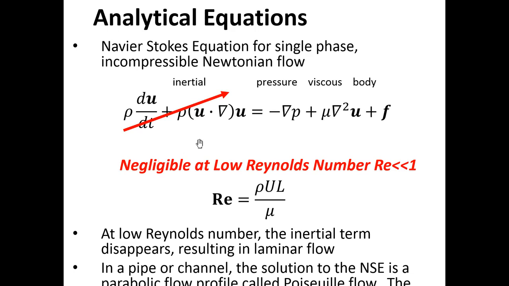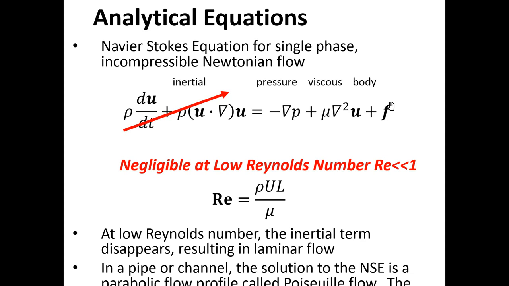If we look at the Navier-Stokes equations, it's a partial differential equation: rho du/dt, where u is the velocity and rho is the density. Then we also have u dot del times u, which is what's called a material derivative term. On the right side, we have a pressure term, grad P, next to that a viscous term, mu del squared u, and then a body force term.